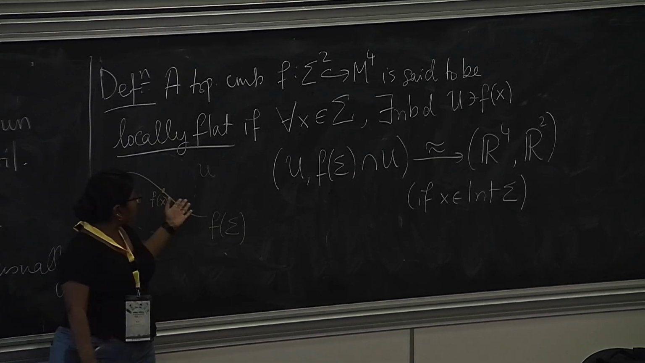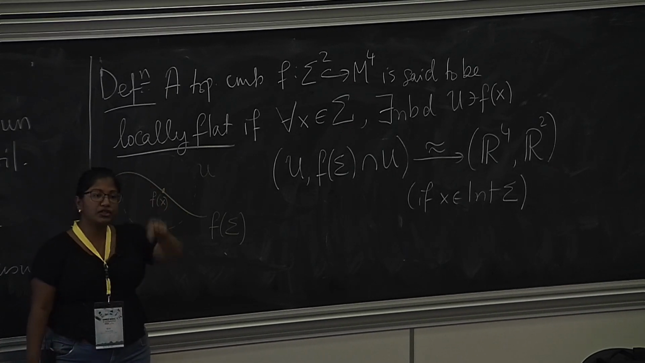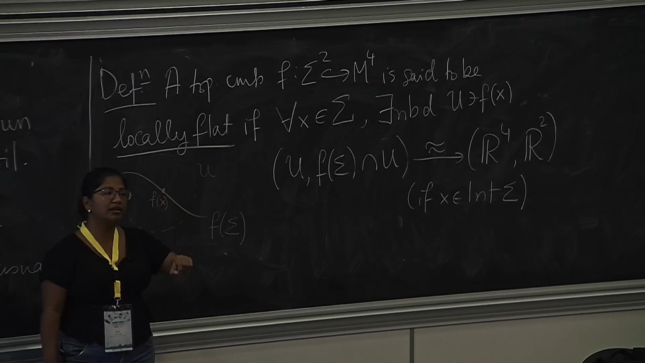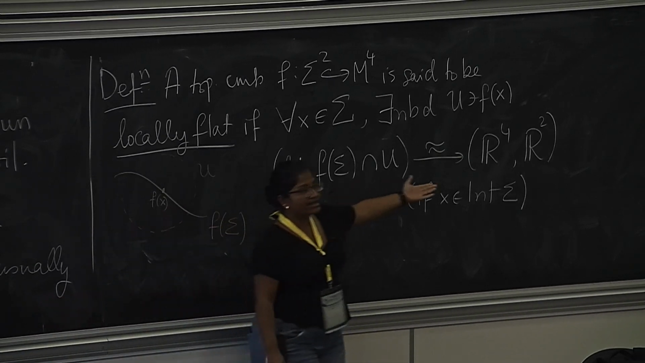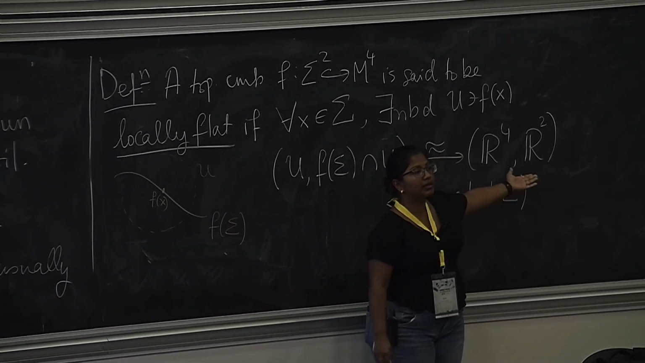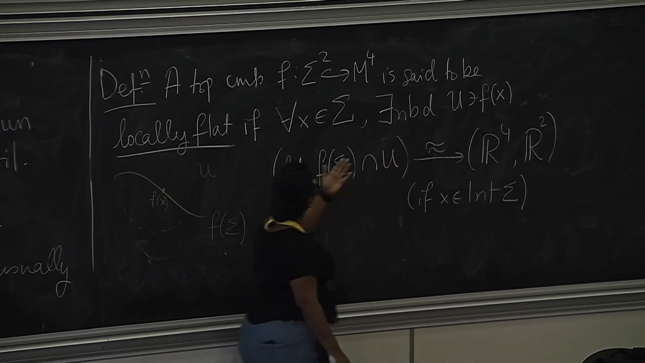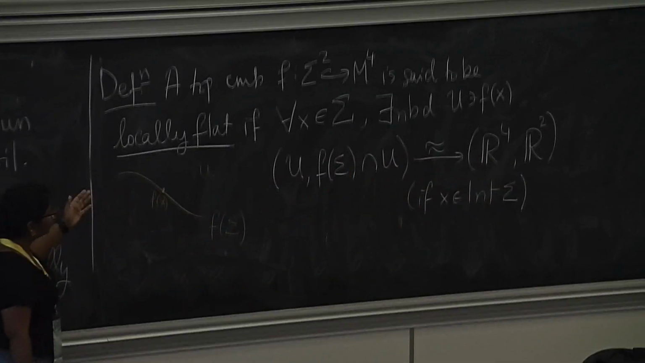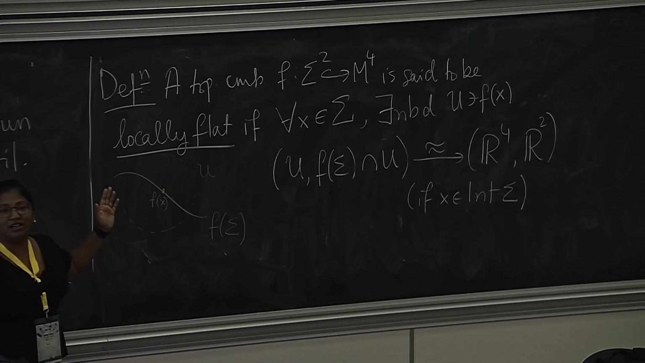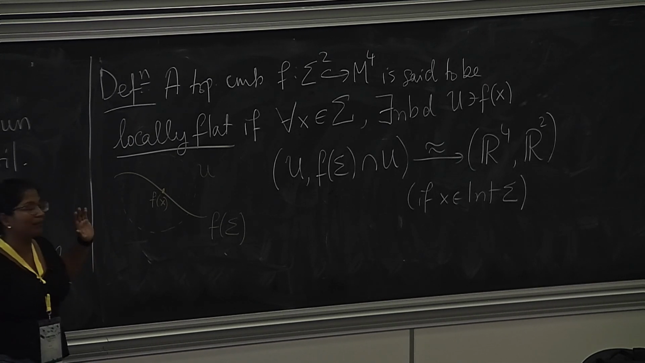What is this saying? This is saying that if you look at each individual point of the embedding, it looks like the standard two-dimensional embedding. Smooth embeddings are locally flat, but not necessarily the other way around.